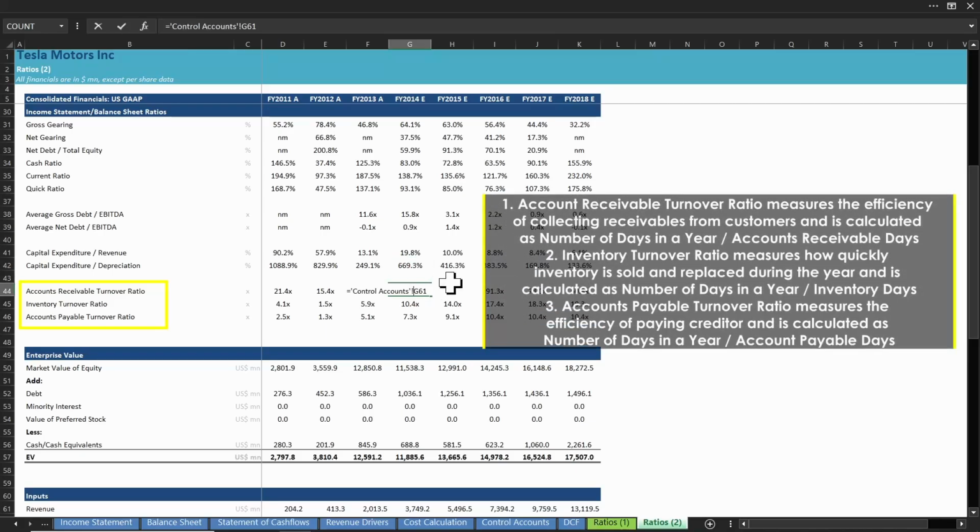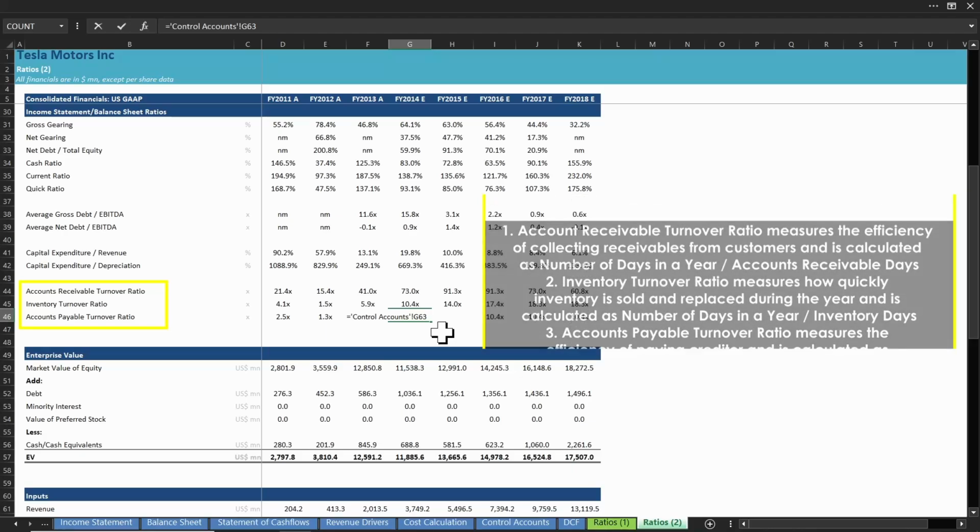1. Accounts receivable turnover ratio measures the efficiency of collecting receivables from customers and is calculated as number of days in a year by accounts receivable days. 2. Inventory turnover ratio measures how quickly inventory is sold and replaced during the year and is calculated as number of days in a year by inventory days. 3. Accounts payable turnover ratio measures the efficiency of paying creditors and is calculated as number of days in a year by accounts payable days.